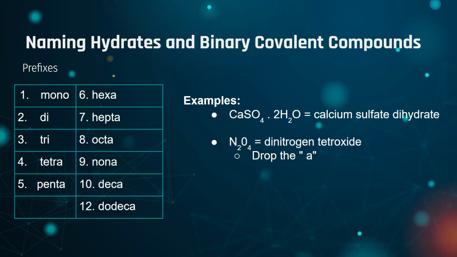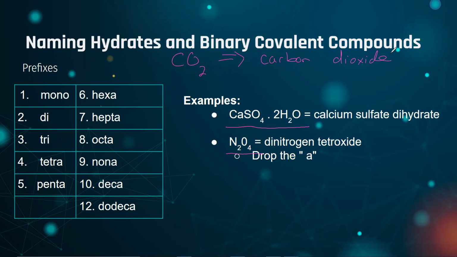Now, next, we're going to go ahead and start naming hydrates and binary covalent compounds. So again, a lot of things to pay attention to. Right now, we're looking at two examples. We are looking at this example right here and that example right there. If you recall from general chemistry, when we're naming covalents, there are prefixes that tell us how many. So with CO2, we would name that carbon dioxide.